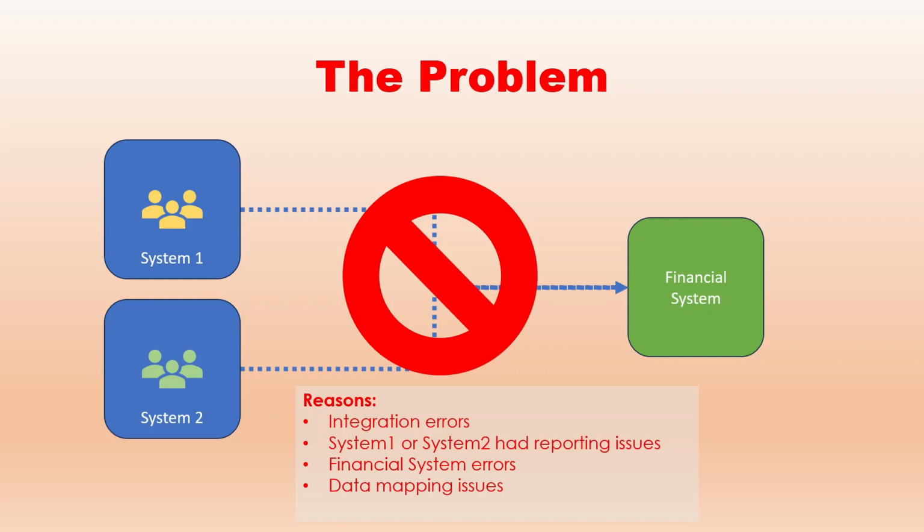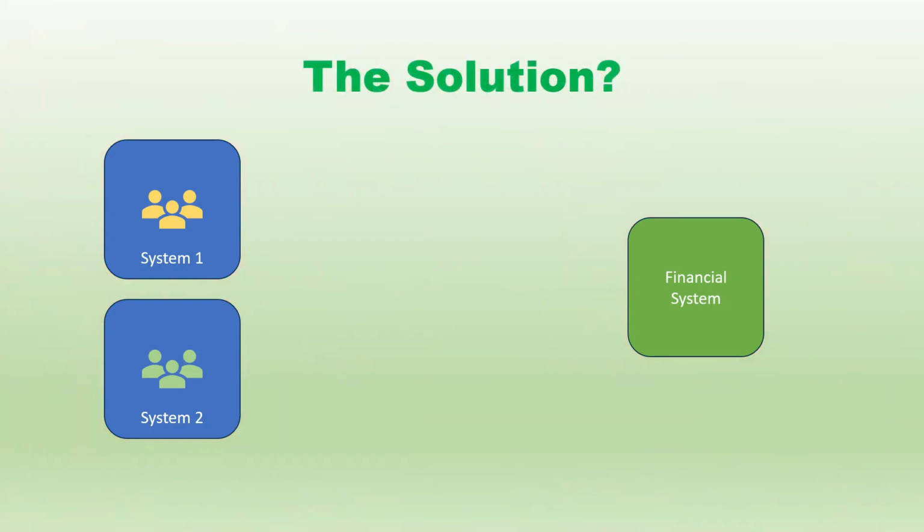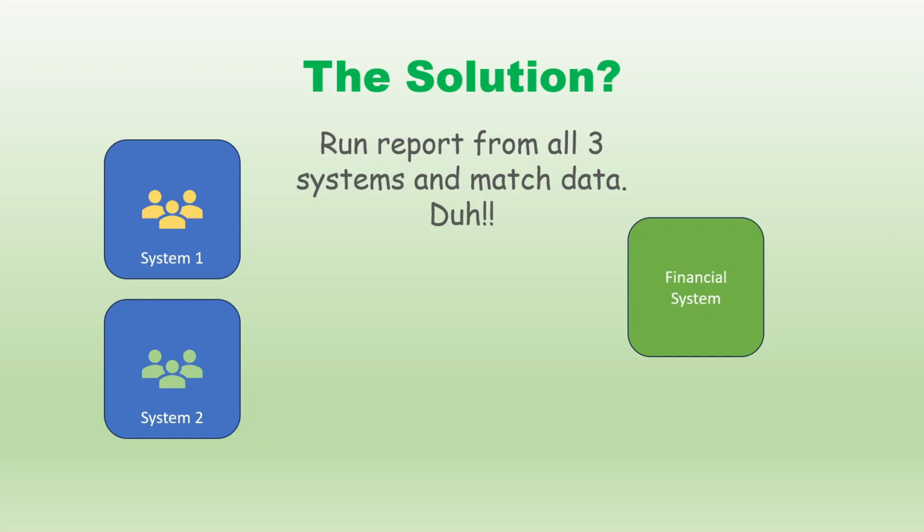And one last thing is data mapping issues. It is possible that system 1 or system 2 have some values which are not there in the financial system, and that could be the reason why the financial system was not able to process them. So, what could be the solution? Well, it's kind of easy. Just run reports from all three systems and match the data, right?